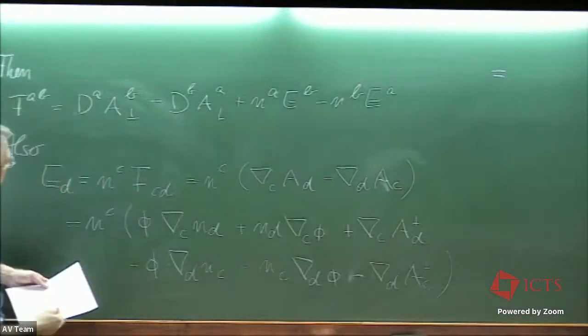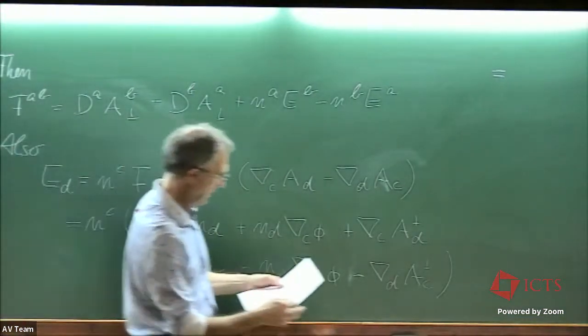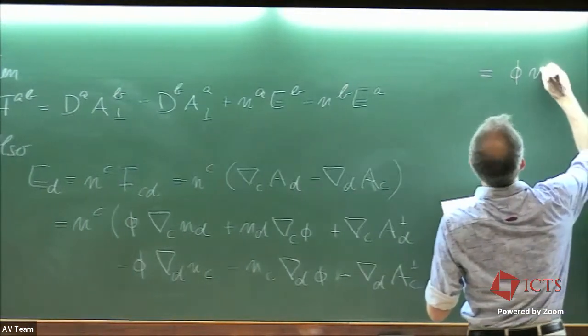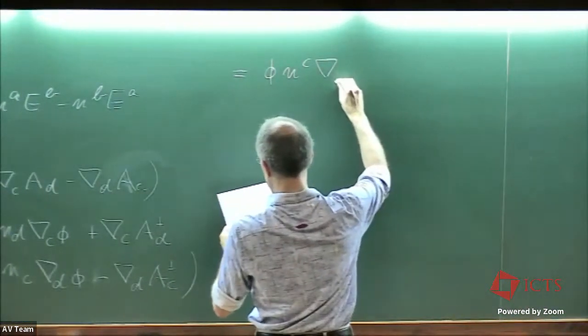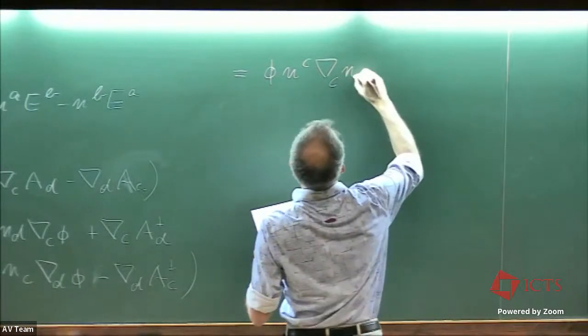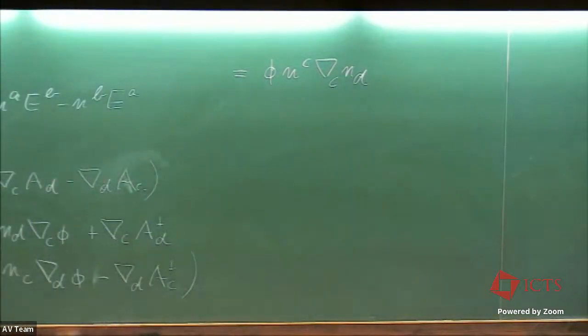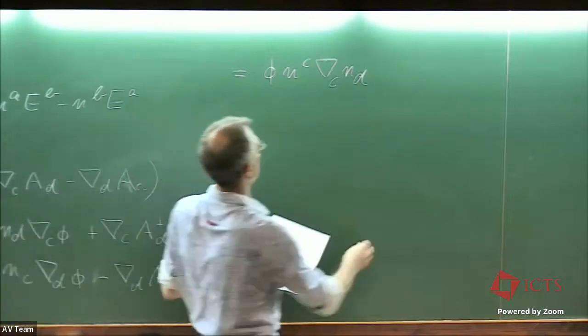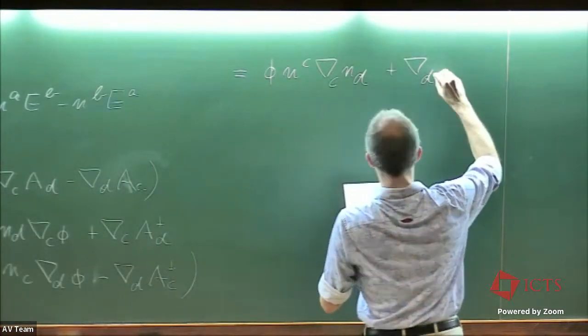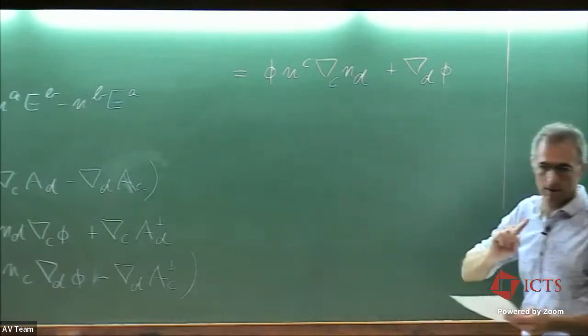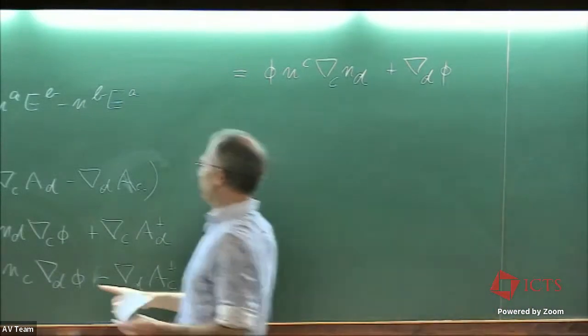This term, basically I can actually take the phi out, and then I have a phi times NC nabla C ND, right? There we go. That is the first term. Next, let me actually work on this term. Now, in this term, we have NC, NC. What is NC, NC? -1. That's right, so that cancels this term. So that gives me a plus nabla D phi, right? Good. So now we are done with these two terms.